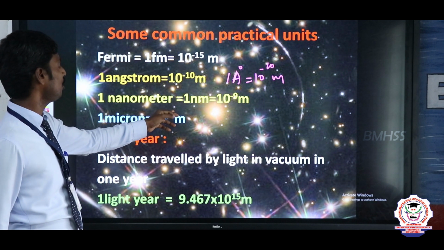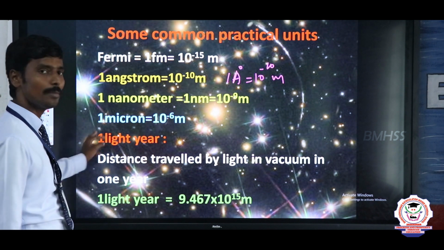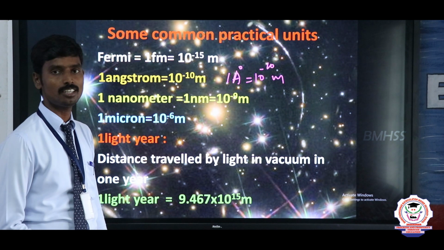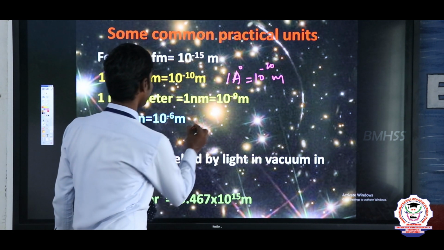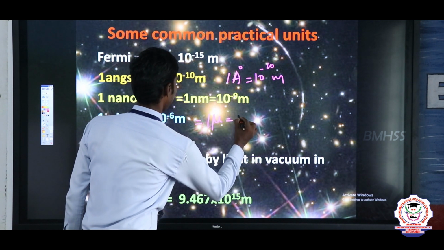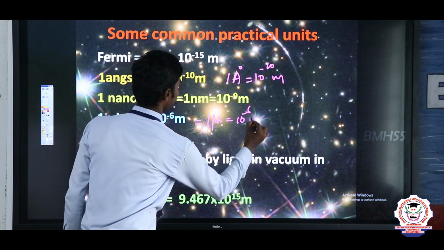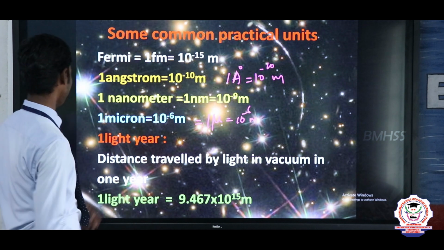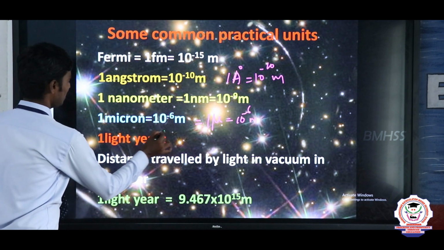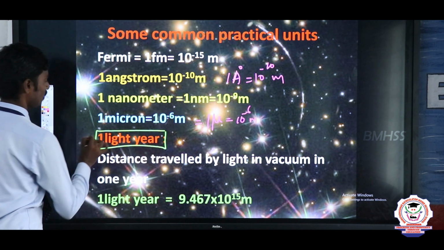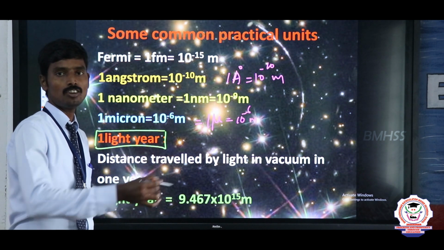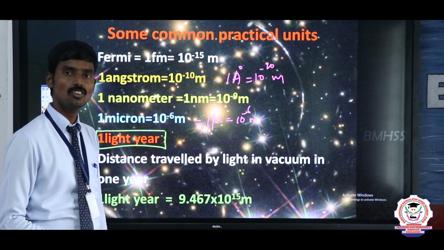1 nanometer, already I told, 10 power minus 9 meter. 1 micron value, what is our 1 micron? 1 micron is nothing but 10 power minus 6 meter. In other words we are writing 1 micro equal to 10 power minus 6 meter. The next one is very important, 2 marks question. Light year is very important. What is meant by light year? The distance light travels in vacuum in 1 year is called light year.